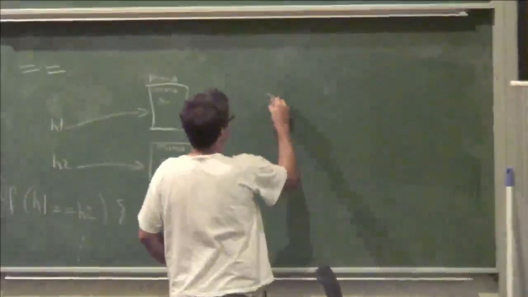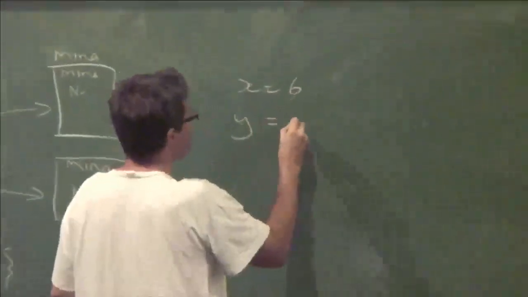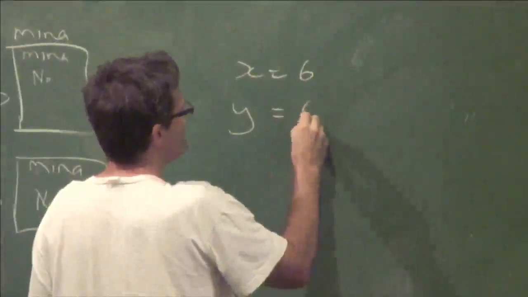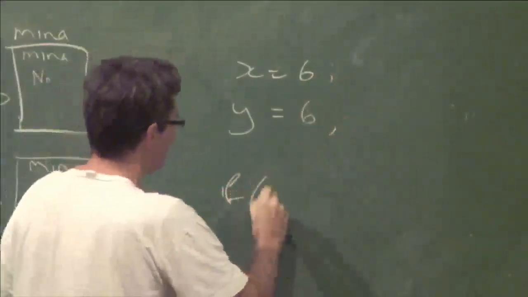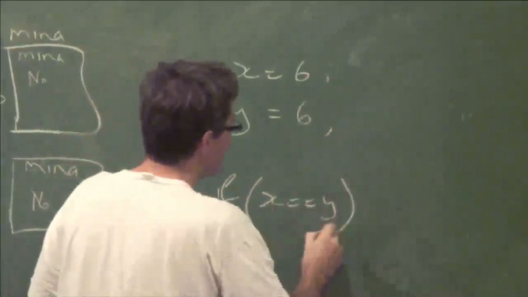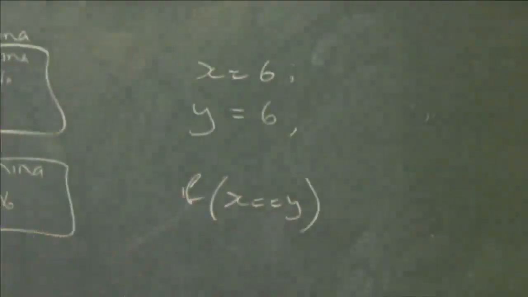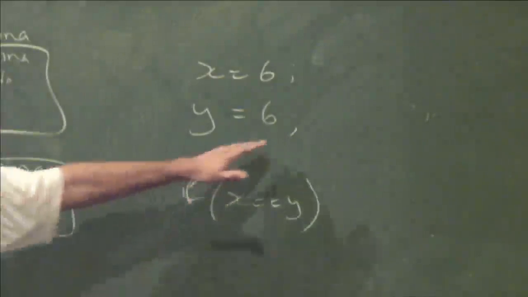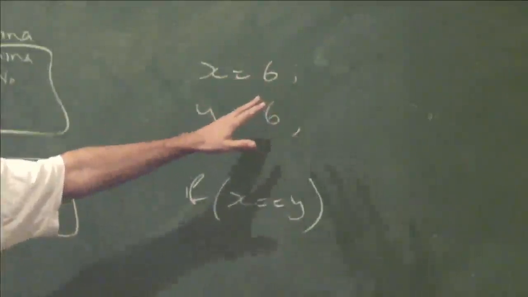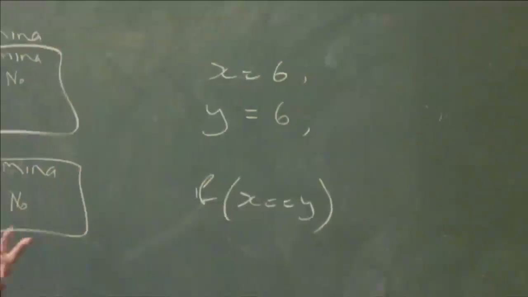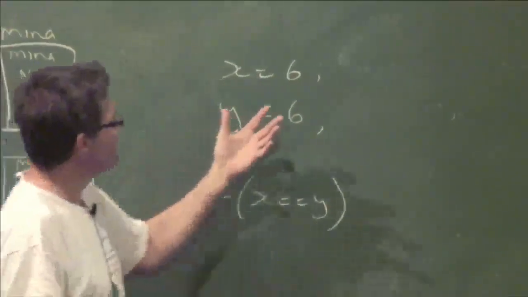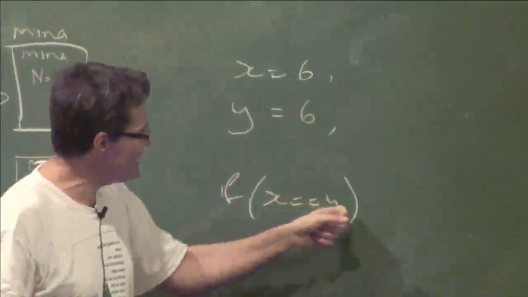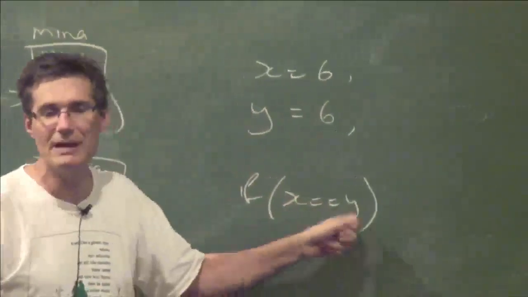Let me make it really clear. If you said x equals 6, y equals 6, and then you say if x is equal to y, what's C going to say? Yes. But they might not be the same 6, might they? They might be stored in different spots. They might be represented in different ways. It'd be insane for the compiler to do it, but they might be. But when C compares primitive things like this, it compares them by value.